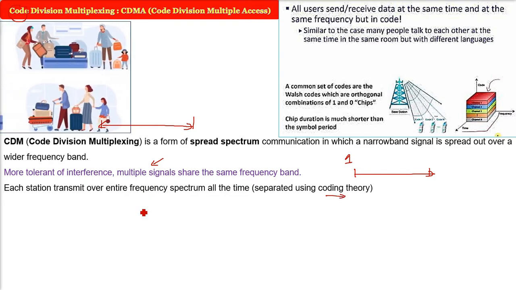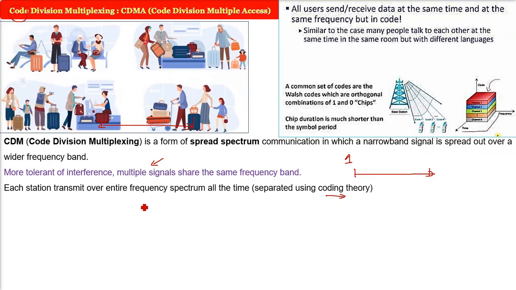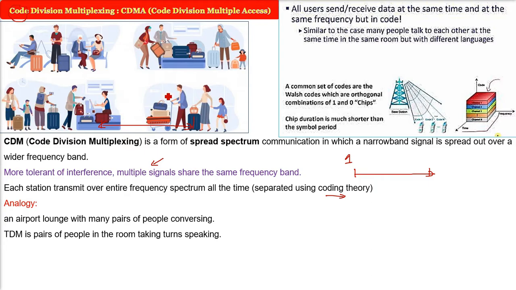How does it work? Let me give you a real life example. Just imagine an airport lounge with different people conversing. Let us say 2 people are conversing. Many pairs are conversing. They have different ethnicity, they have different languages. When we talk about time division multiplexing, you can assume that the pairs of people, that is 2 people at a time, are talking in turns. That is, when 2 people are talking, others are not talking. Then the others will get the time.